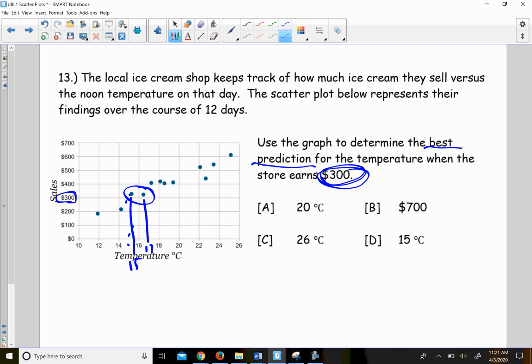Now if I look at the choices, B doesn't make any sense. They gave us some money, we want a temperature. So of the temperatures left in the three choices, I would go with 15 degrees. All right, so that's the beginning of scatter plots.